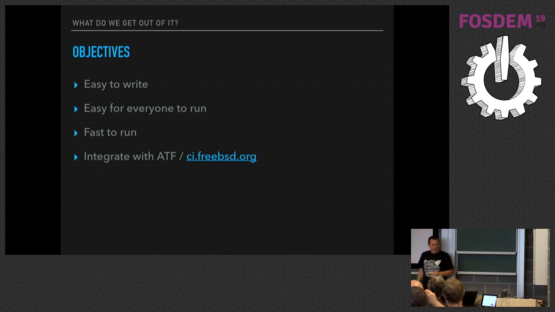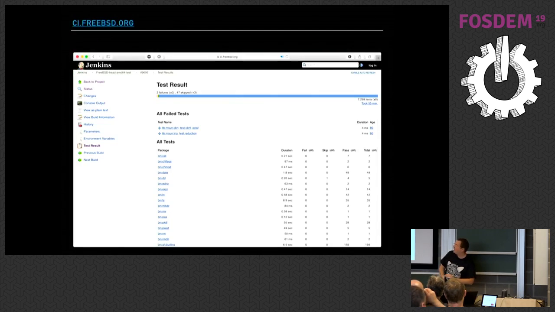We also wanted to integrate with our existing continuous integration infrastructure. FreeBSD actually has a fairly large number of tests, and we do actually run them regularly. So ci.freebsd.org if you're interested. So we run all of these tests. We build. It's always nice if your software actually compiles. And then we actually test this.